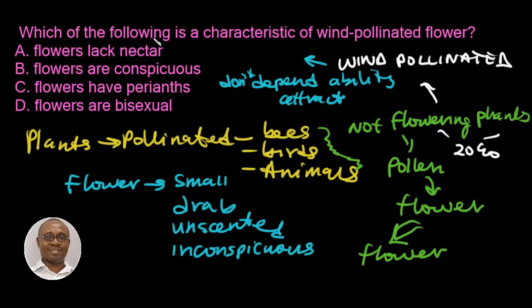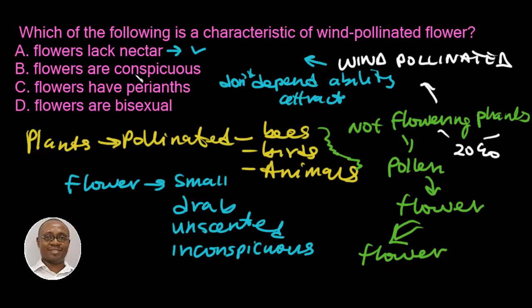Okay, so now let us go to the given answer options. Option A: flowers lack nectar. Excellent. If flowers has nectar, it will attract birds and even insects, but since it doesn't rely on other organisms to carry pollen from flower to flower, it lacks nectar. So this answer option seems to be the correct answer. But let us just go through the other answer options.